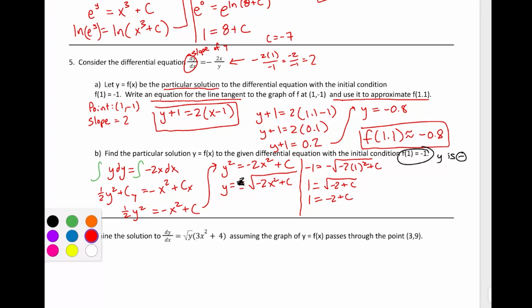Then finally, we want to add 2 to both sides to get c equals 3. So we got our constant here, and we're ready to write our final answer, which we're basically going to copy this equation over here, but replace the c with a 3. So our final answer is y equals negative square root of negative 2x squared plus 3.